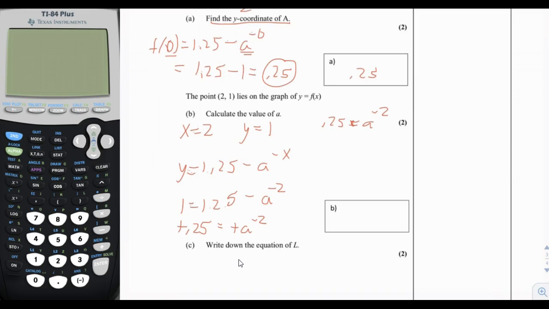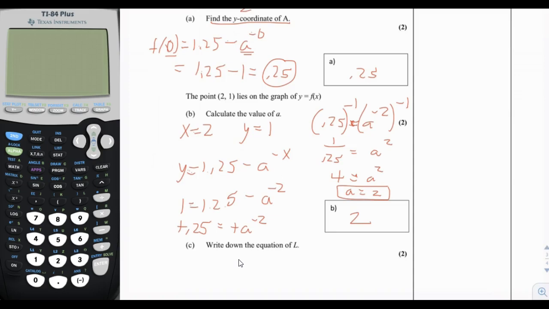We could invert both sides, so we'll have 1 over 0.25 is equal to a squared. Okay, we inverted both sides. We took the negative 1 power of both sides, and we ended up with a squared equals 1 over 0.25. 1 over 0.25, guess what that is? It's 4. So a squared equals 4, so a is equal to the square root of 4, which is 2. Okay, and we know that a is a positive constant, so we know that it's 2 and not negative 2. So the value of a is 2.